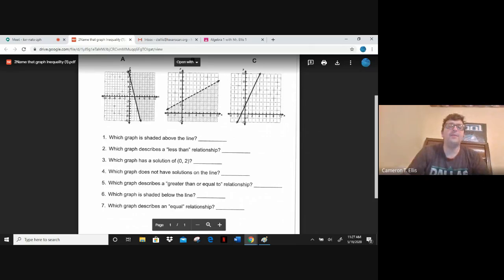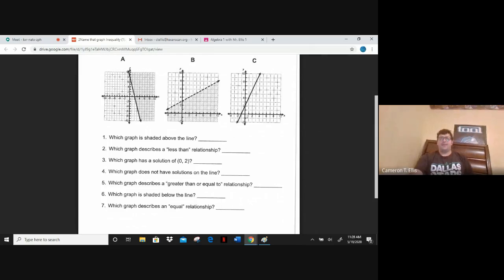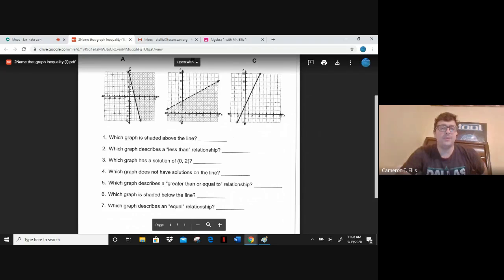And 6, which graph is shaded below the line? And I don't know, guys, for this one, shaded below the line, I would think it's probably the same graph that describes a less than relationship. Just which one's going down here? Is this one going down? Not exactly, right? Is this one going down? Maybe a little more clearly.